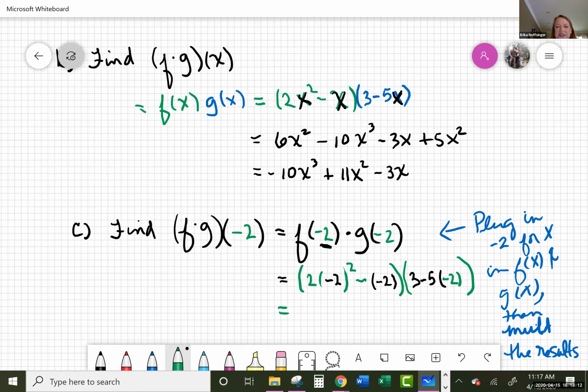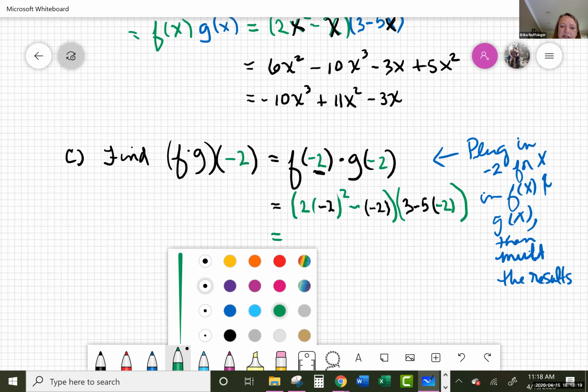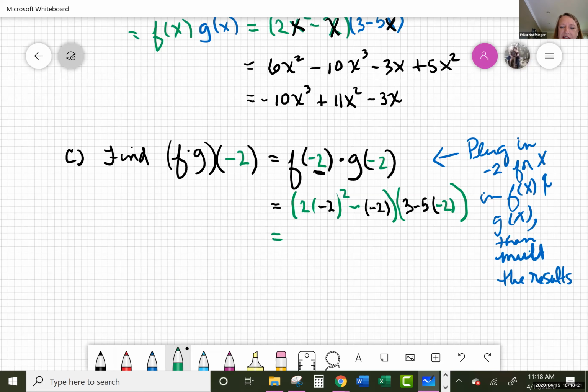So I kind of have to do order of operations to simplify, work inside the parentheses first. Exponents go first. And so we have 2 all times -2 quantity squared, that's +4. And a minus a -2 is really +2. I have to do multiplication before I subtract. And so I have 3, and then I have -5 times -2. So this is really 3 plus 10.